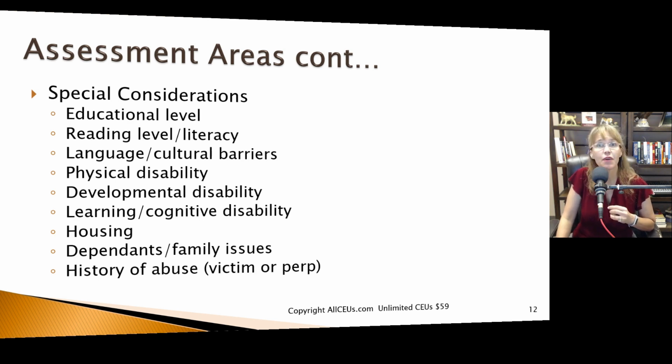Special considerations that we need to think about when we're doing these assessments and placements include the person's educational level, their reading level or their literacy, any language or cultural barriers, any physical or developmental or learning or cognitive disabilities, their ability to access and secure housing when they're released, any dependent or family issues that they may be dealing with while they're incarcerated or when they get out, and any history of abuse, whether they were the victim or the perpetrator. That is going to affect their mental health and potentially some of their options when they're discharged.